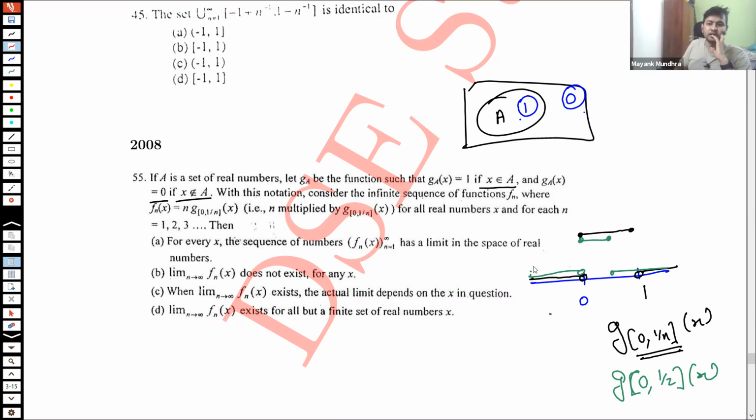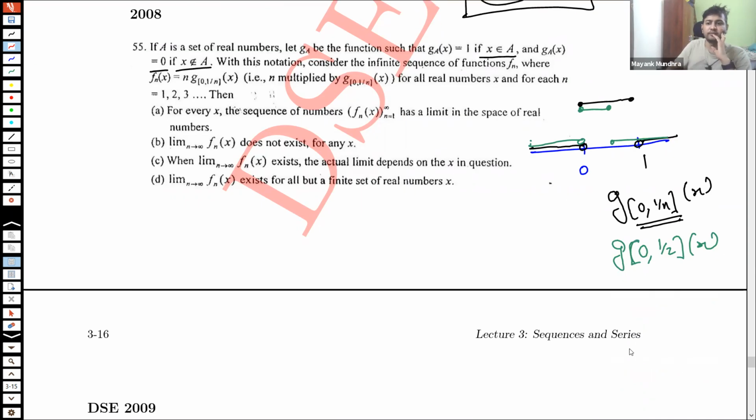Similarly, g of 0 to 1 by 3 will be like this, smaller than this, definitely smaller than this. So the g function takes a value 1 on a smaller set as n keeps on increasing. Now, what is f_n? f_n is n times this.